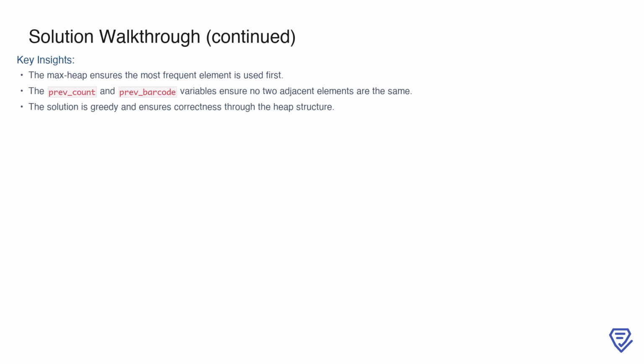The use of preb_count and preb_barcode guarantees that no two adjacent elements are the same by temporarily holding back the previously used barcode until it can be safely reinserted. This greedy approach leverages the heap structure to maintain correctness and efficiency, making it an optimal solution for this problem.